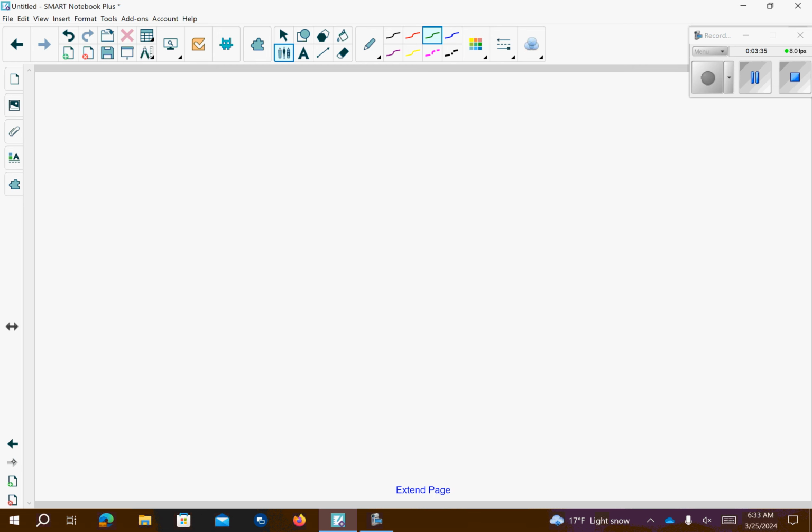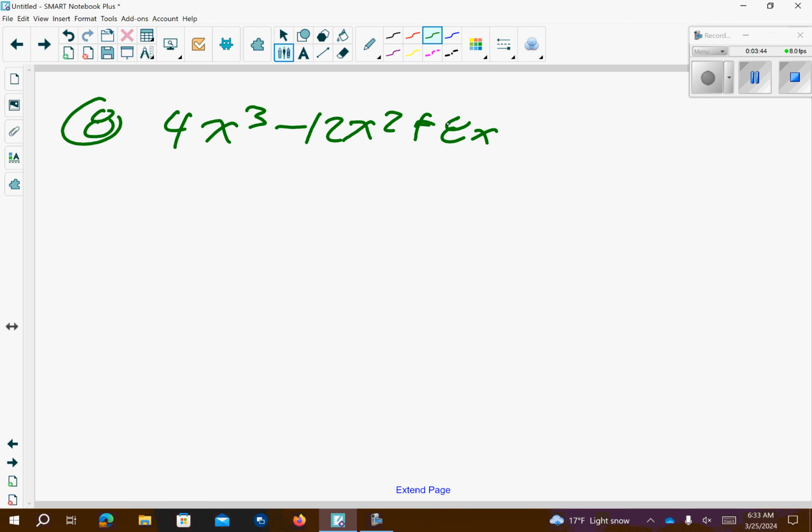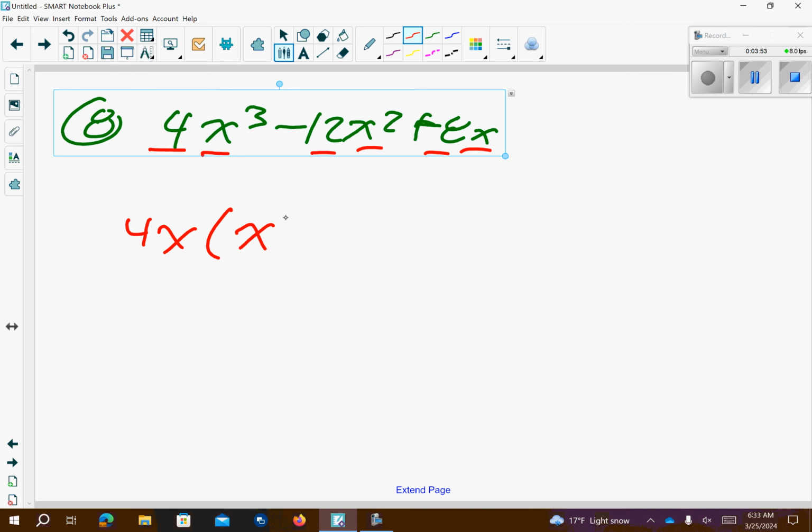Number 8, we want to factor. So I get 4x to the third minus 12x squared plus 8x. All right, I can take an x out of everything. I can take a 4 out of everything. That's going to leave me x squared minus 3x plus 2. So let's bring that 4x down. That's a GCF.